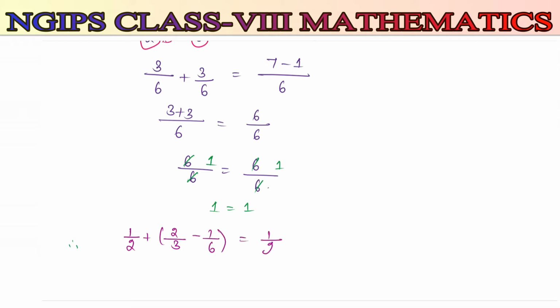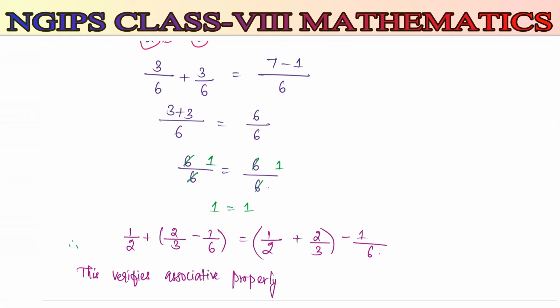Therefore you can write the terms 1 by 2 plus 2 by 3 minus 1 divided by 6 is equal to 1 by 2 plus 2 by 3 bracket minus 1 by 6. This verifies the associative property of the addition of rational numbers.